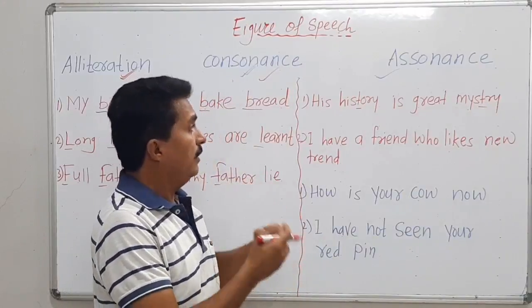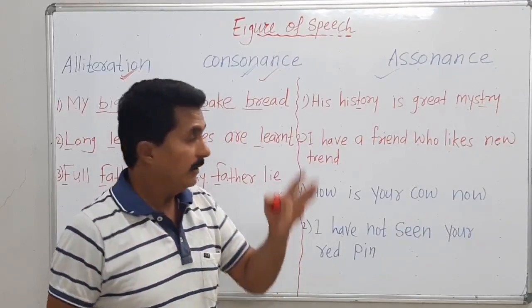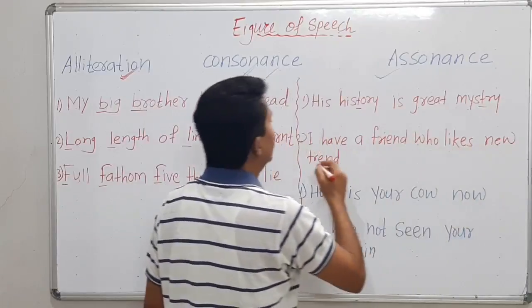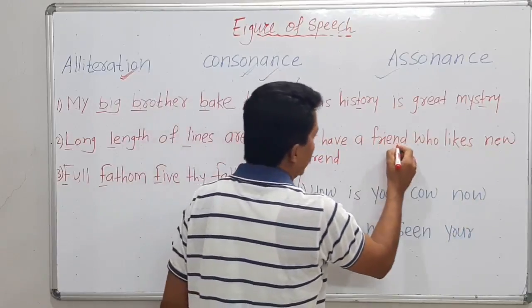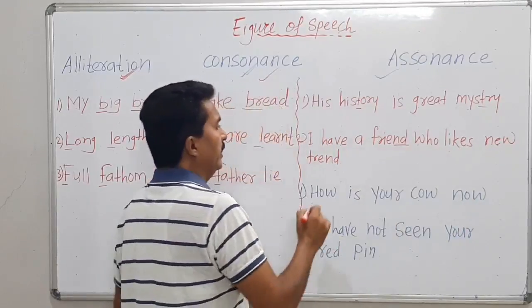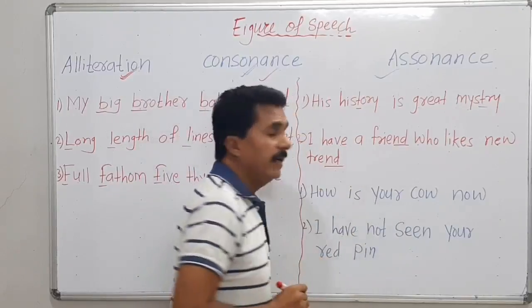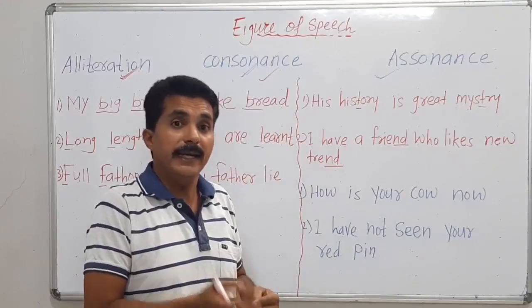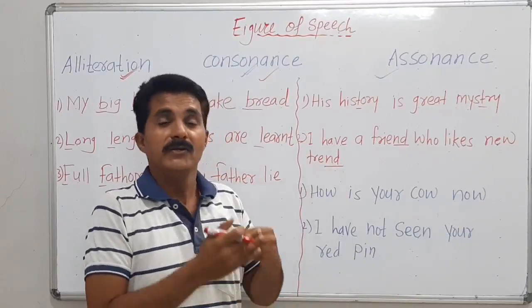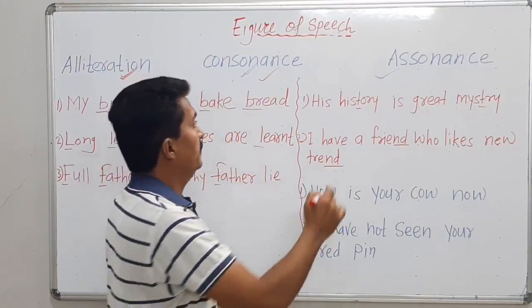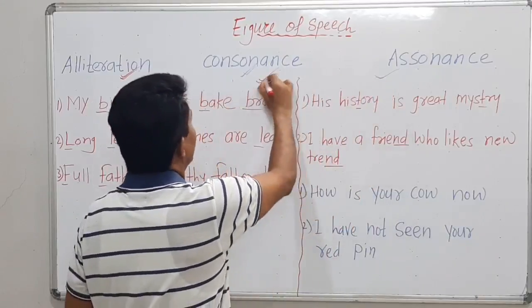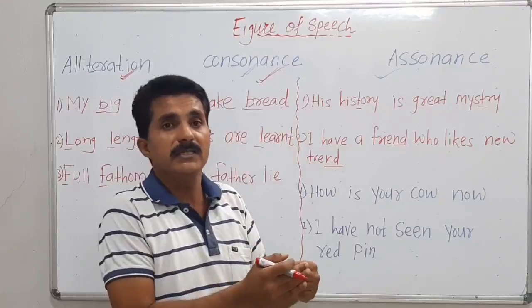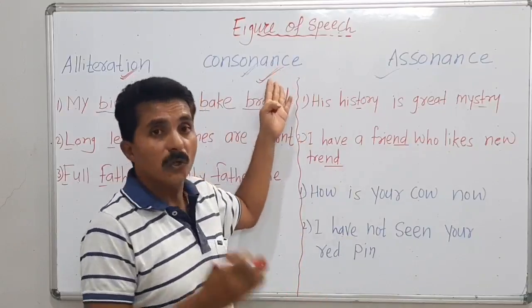Now, how does it come at the end? Let us see the second example. I have a friend who likes new trend. Right? Friend, the end is nd. Trend, the end is nd. And end is also nd. So here we can say that the figure of speech is consonance, because this nd sound is nothing but it shows consonant, right?